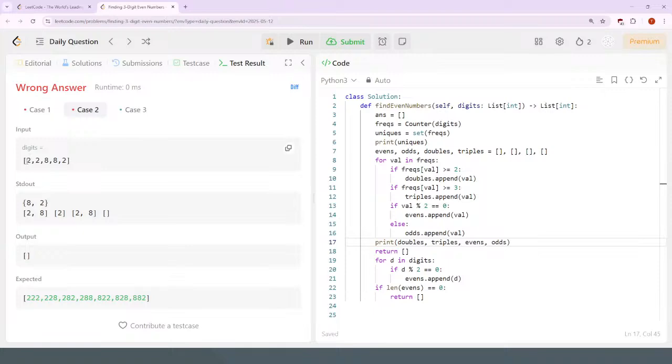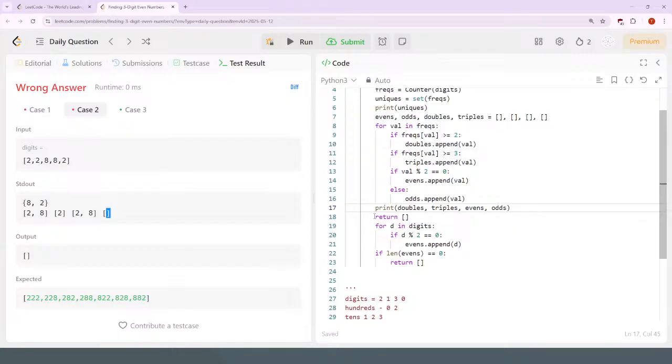Okay, so here there are doubles, 2 and 8s have at least 2. Triples, there's 2. 2 and 8 evens. There's no odds. Okay.